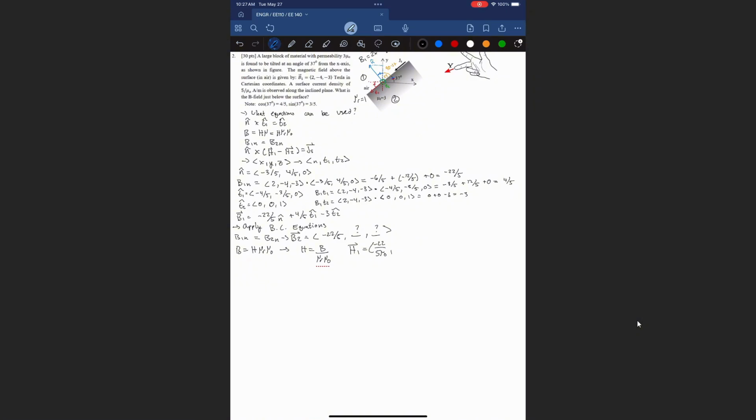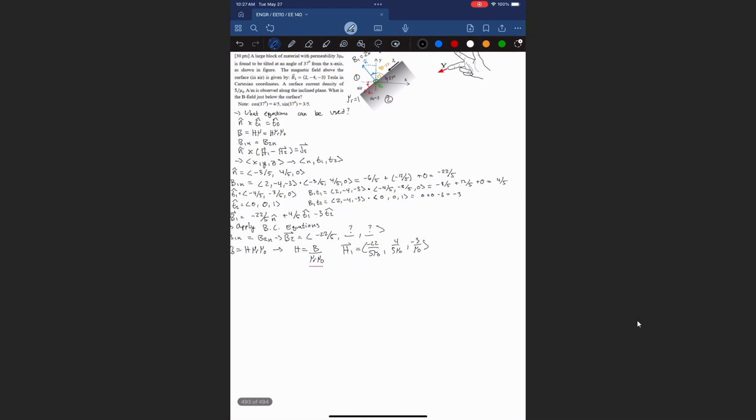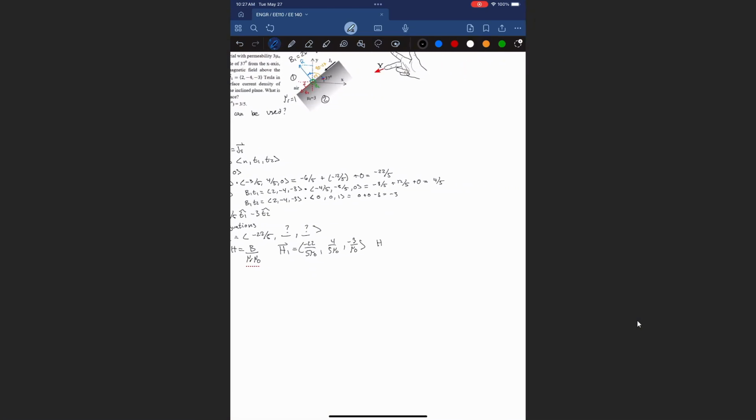With this, we found the vector of H1 being -22/5 mu naught, 4/5 mu naught, and -3 over mu naught. The vector of H2 is found as -22/15 mu naught, B2 T1 over 3 mu naught, and B2 T2 over 3 mu naught.